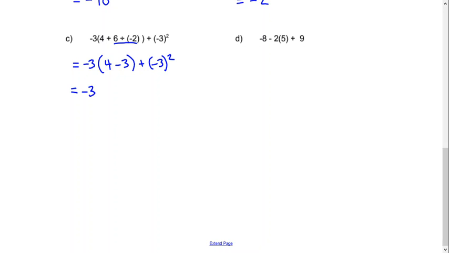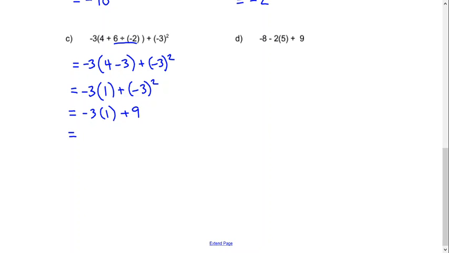I'm going to simplify what's inside of my bracket. 4 minus 3 is 1. And then I have my negative 3 squared. So now that I've simplified what's inside of that bracket, now I'm going to do my exponent. I could have done my exponents at the same time as I simplified my brackets, but I kept it for next in this question here. So I have negative 3 times 1, and then negative 3 squared is the same as negative 3 times negative 3, and negative 3 times negative 3 gives me positive 9.